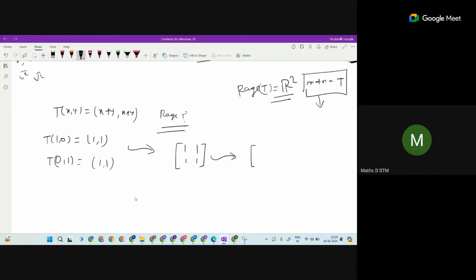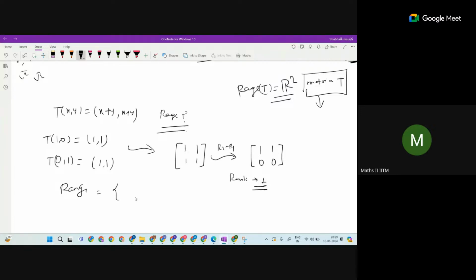If you do the row operation R2 minus R1, we'll get here 1 1, 0 0. And this tells you the rank is 1. Correct? Yeah. What is then the range? It tells you the rank is 1, so what is the range now?